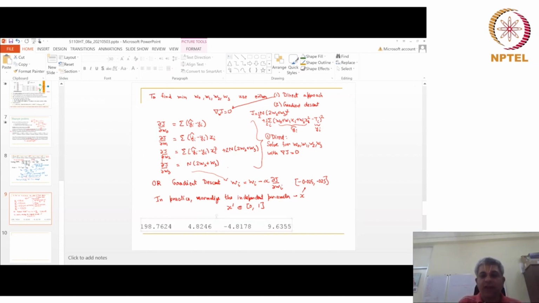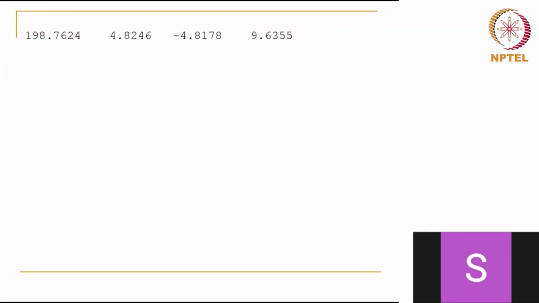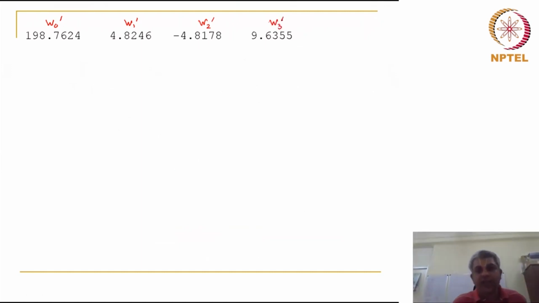So these are the values that we get. Are all of you able to see my screen? Yes, sir. Good. All right. Values that we got. So this one is, I'm going to call it W0 prime. Why am I calling it prime? Because this corresponds to X prime. This doesn't correspond to X.